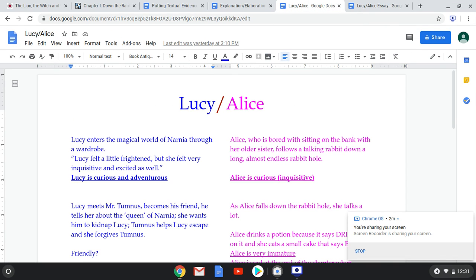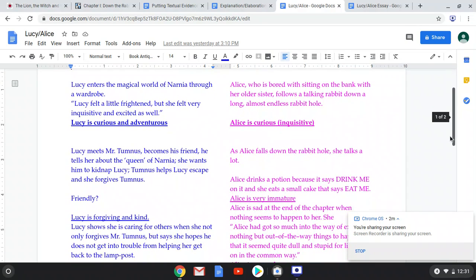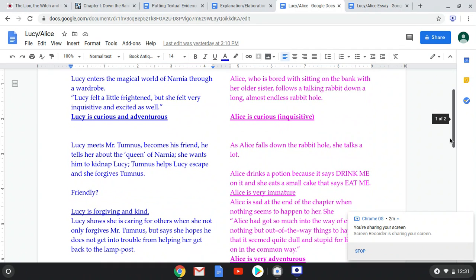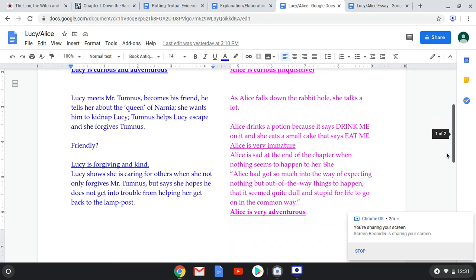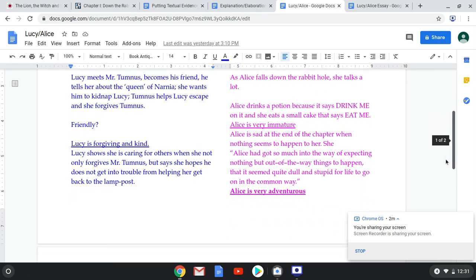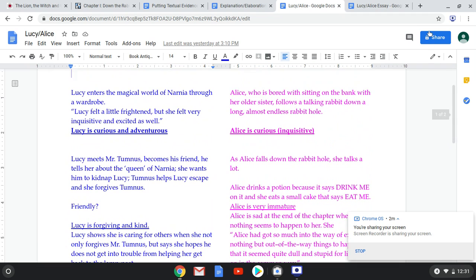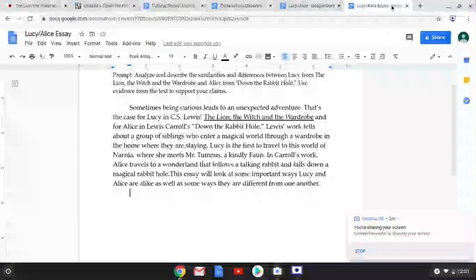Okay, so the first thing I always tell students is if I have to compare and contrast, do it in that order. First compare, then contrast. So I have the things that these two characters have in common. If you remember, we underlined them and bolded them. So Lucy is curious and adventurous. Alice is curious, and Alice is also adventurous. So that's going to be what my first paragraph is going to be about.